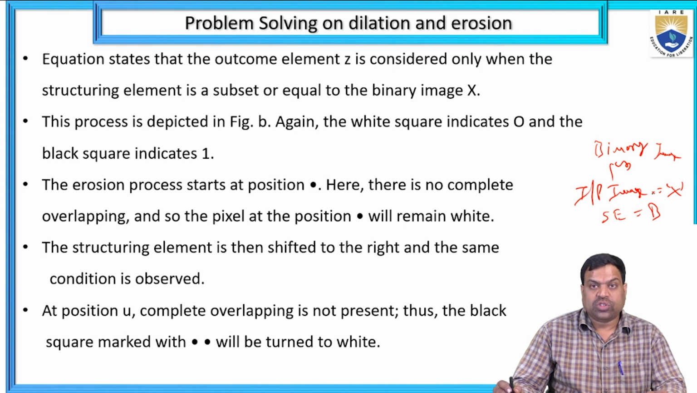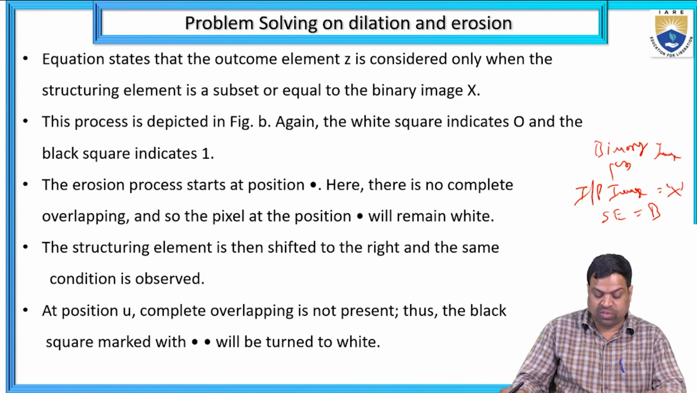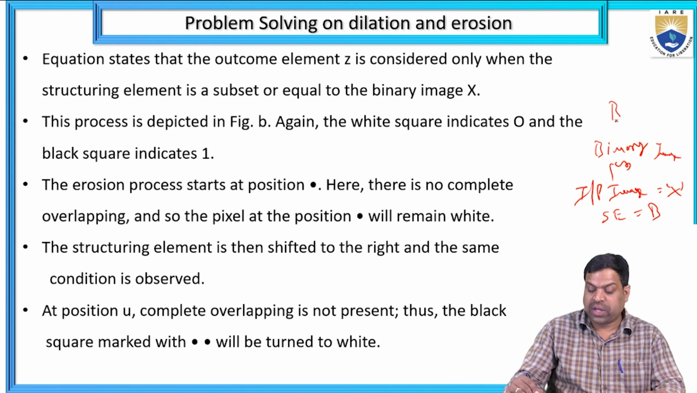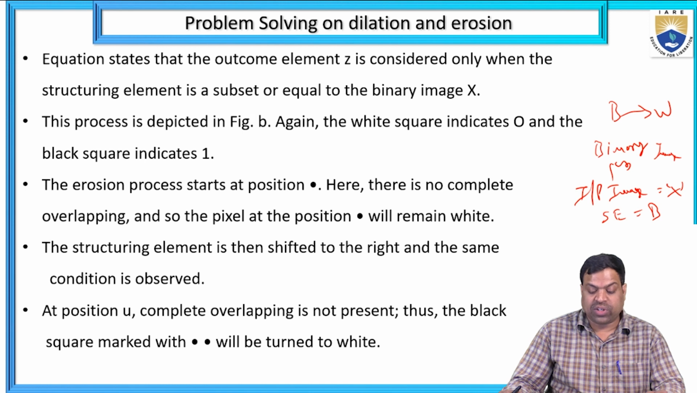The erosion process states that at this position there is no complete overlapping, and so the pixel at the position will remain white. The structuring element is then shifted to the right and the same condition is observed. At this position the complete overlapping is not present, so the black square marked with a star will be turned to white. Okay, black is converted to white. So the outcome of the element is considered with the structuring element and the binary image X.